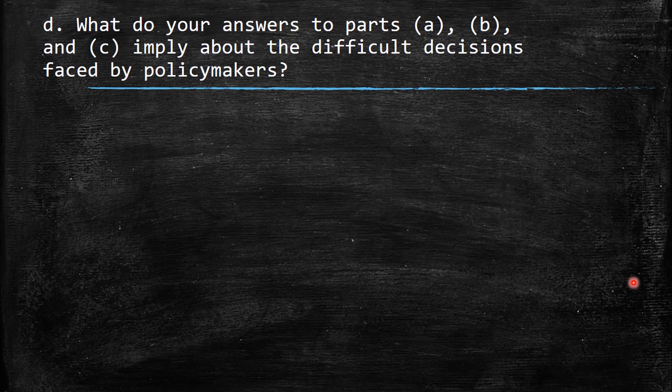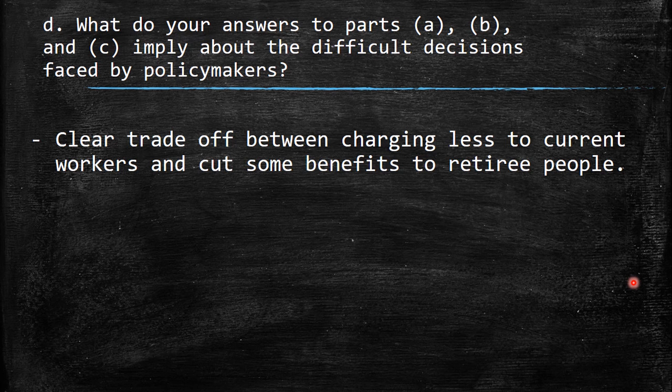What do your answers to parts A, B, and C imply about difficult decisions faced by policymakers? This is definitely what we call a trade-off, because you have one position which is charging less to current workers, or, in the other case, cutting some benefits to retired people. Definitely, retired people will still receive this money, but it's going to be paid by current workers. And remember, the current workers are growing less than the elderly people who become retirees. For this reason, it's a really high burden on the current workers.